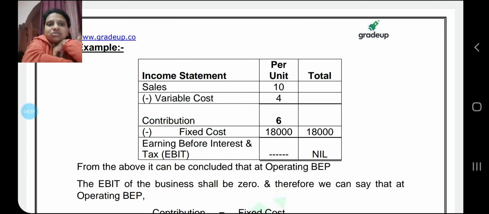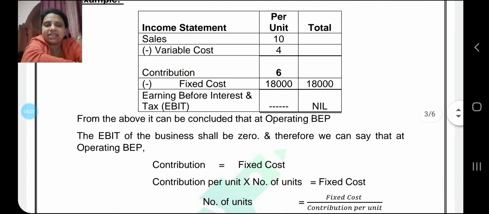Now the fixed cost obviously is 18,000, and gradually we'll get our earning before interest and taxes. So if we are now asked to calculate the operating BEP, then EBIT of the business will be zero. Therefore we can say that at operating BEP, operating break even, contribution is actually equal to fixed cost.